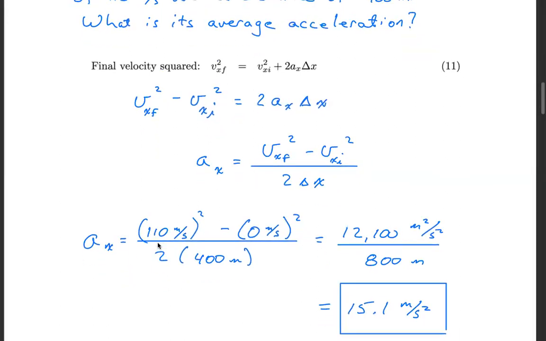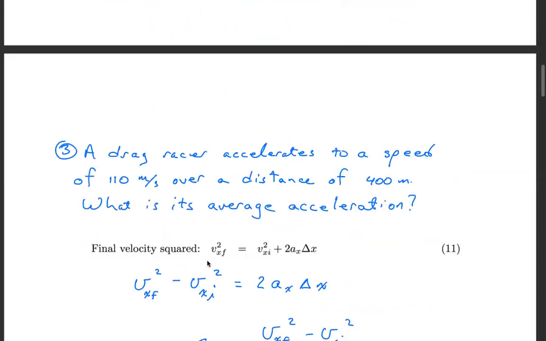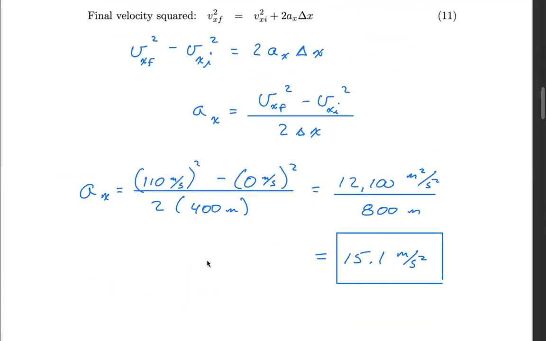We have 110 meters per second squared minus 0 meters per second squared divided by 2 times 400 meters. Yes, 2 times 400 meters. Well, we end up with 110 meters per second squared is 12,100 meters squared divided by second squared divided by 800 meters.